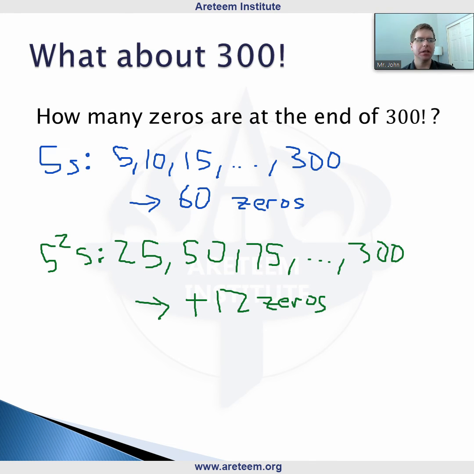Now, this pattern, however, doesn't stop here. What about 5 cubed? In general, you just need to keep doing this until the numbers get too big. So how many 5 cubes do we have? Well, 5 cubed is 125. Then doubling that is 250. We've already counted the fact that 125 is a multiple of 25. But now, because it's cubed, we have a third 5. So in fact, this will give us plus 2 additional zeros.